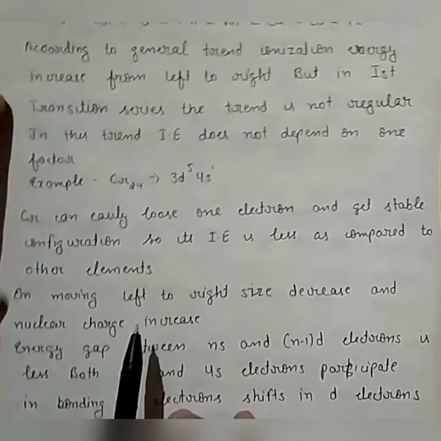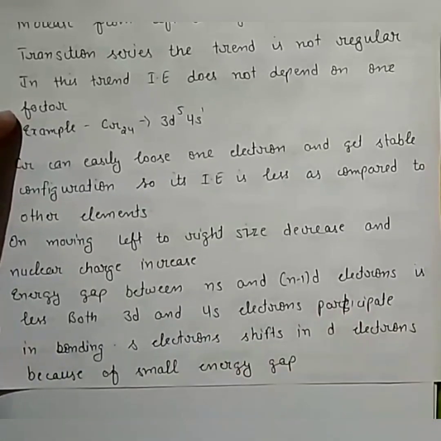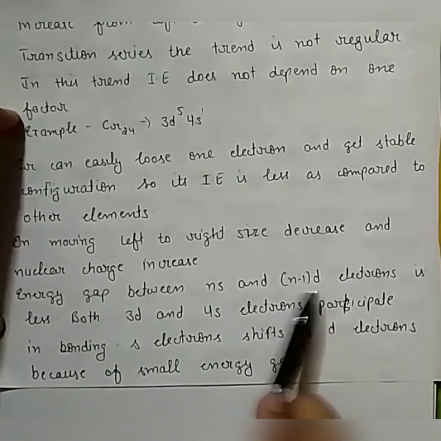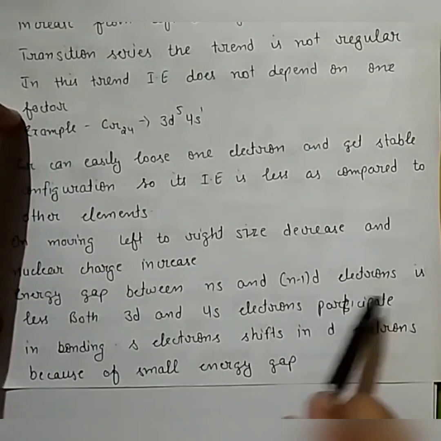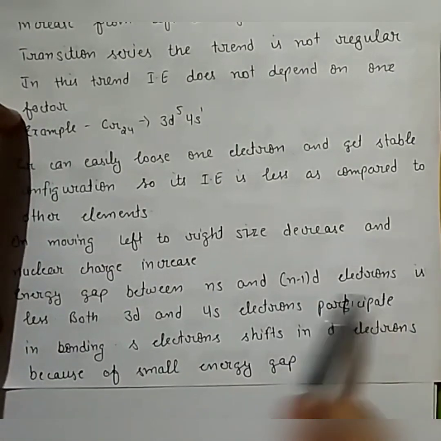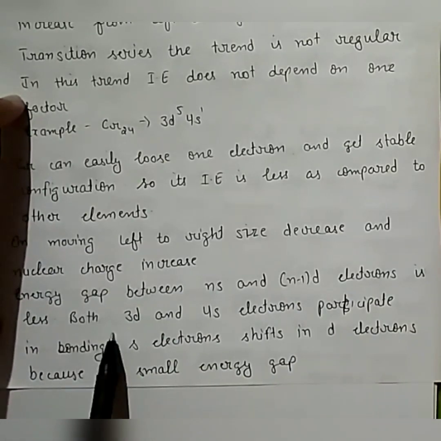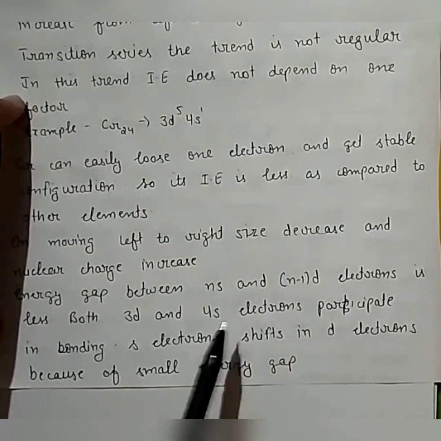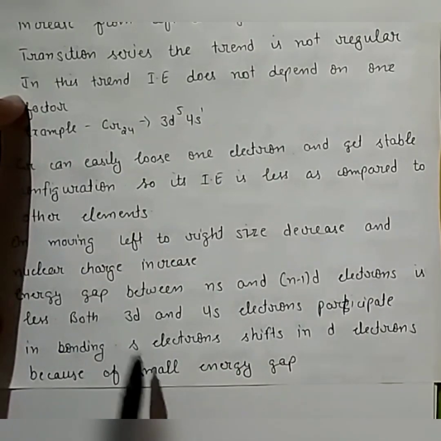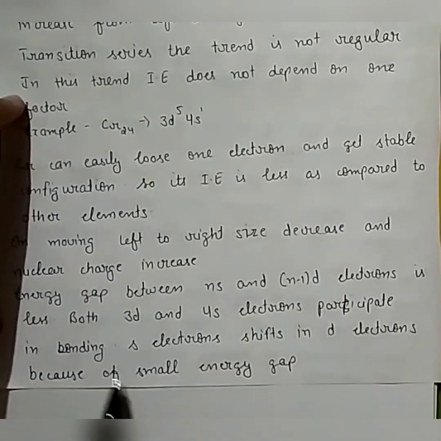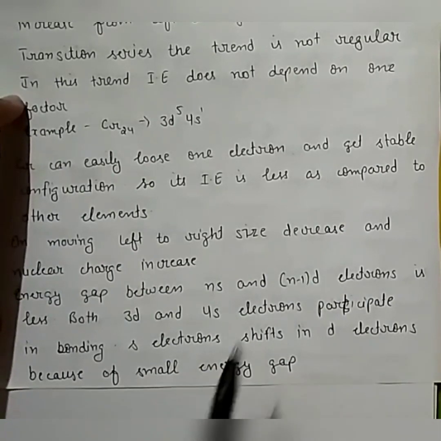Let us talk about energy gap. The energy gap between ns and (n-1)d electrons is less. Both 3d and 4s electrons can participate in bonding. S electrons shift into d electrons because of the small energy gap.